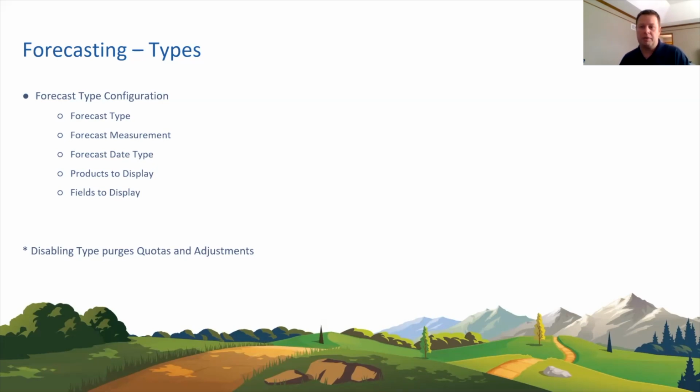But one thing I should mention is if you have a type set up and you disable that type, it's actually going to disable any quotas and adjustments that you have set against it. And I'll come back to that a little bit later. This stuff kind of all ties to each other, and it'll make more sense as we go along.